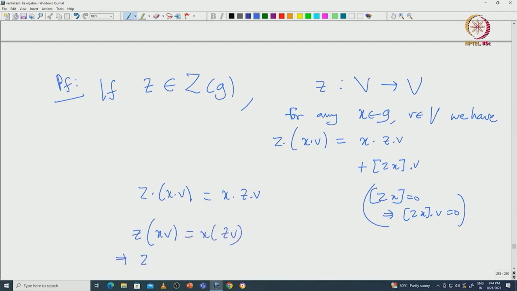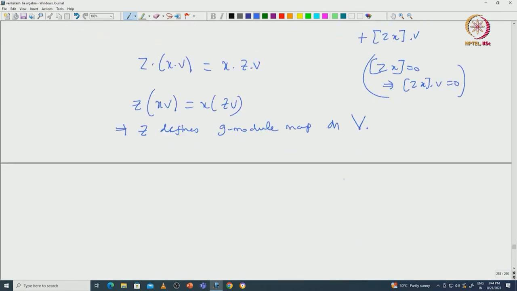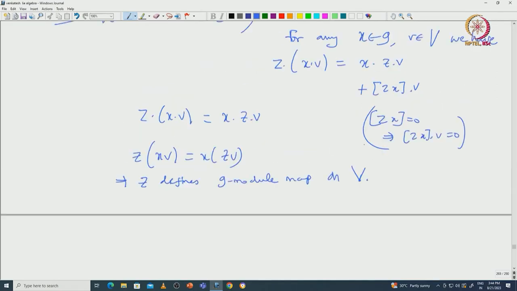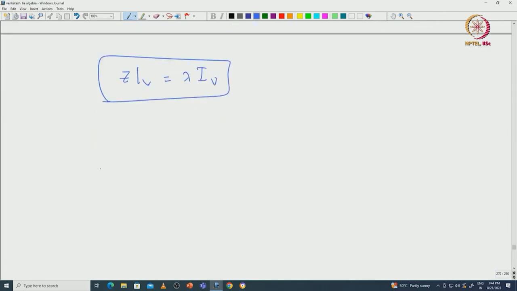So that proves Z defines a g-module map on capital V. Okay. But V is given to be an irreducible representation. So from Schur's lemma, we can see that Z on V is nothing but given by lambda times identity on V. So this actually allows us to define what is called the central character.